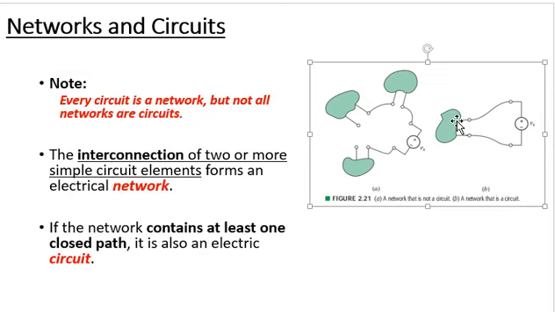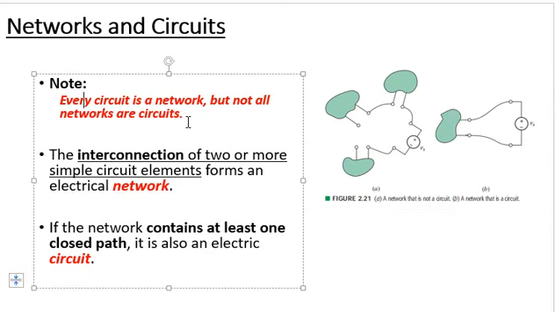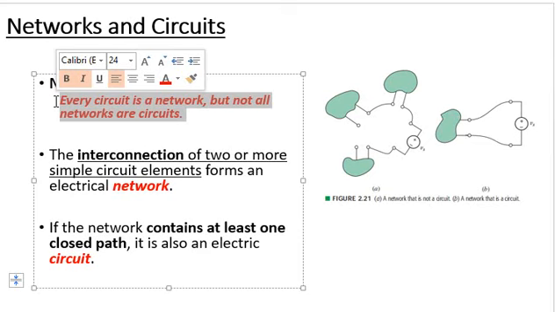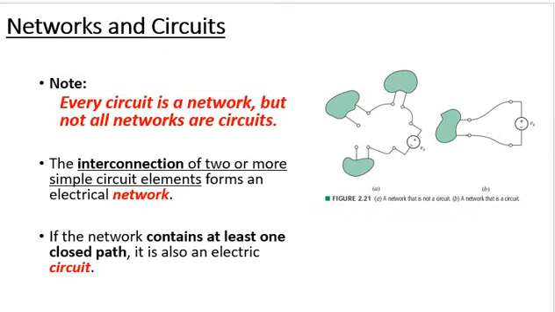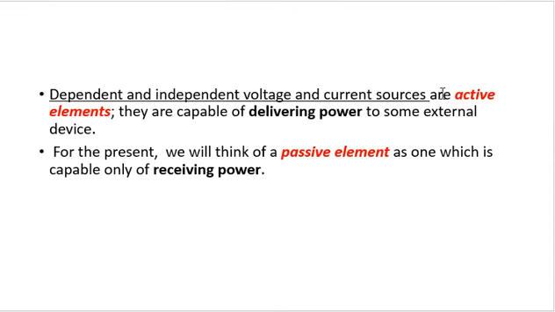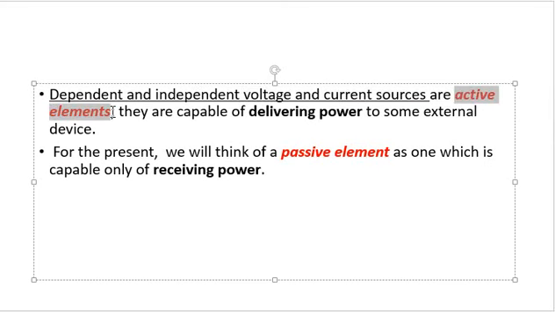Ano bang network? The interconnection of two or more simple circuit elements forms an electrical network. Kapag ka may interconnection, basta connected lang yung mga simple circuit elements, network na yan. Connected ba to sila? Yes. So, network to. Etong dalawa, connected ba to? Yes. So, network to. Okay? Ang isa, if a network contains at least one closed path, it is also called electric circuit. Nagiging circuit lang yung network, take note, nagiging circuit lang yung network kapag ka merong at least one closed path.